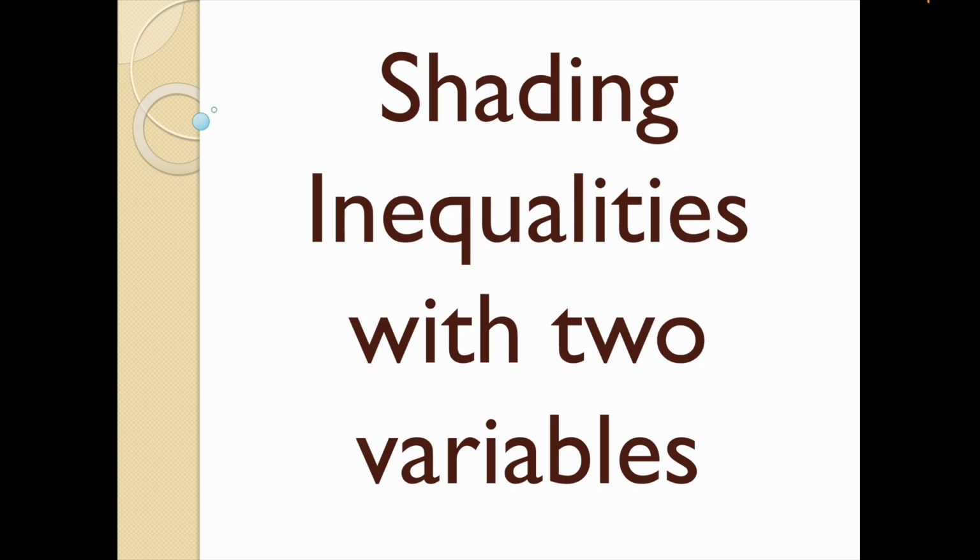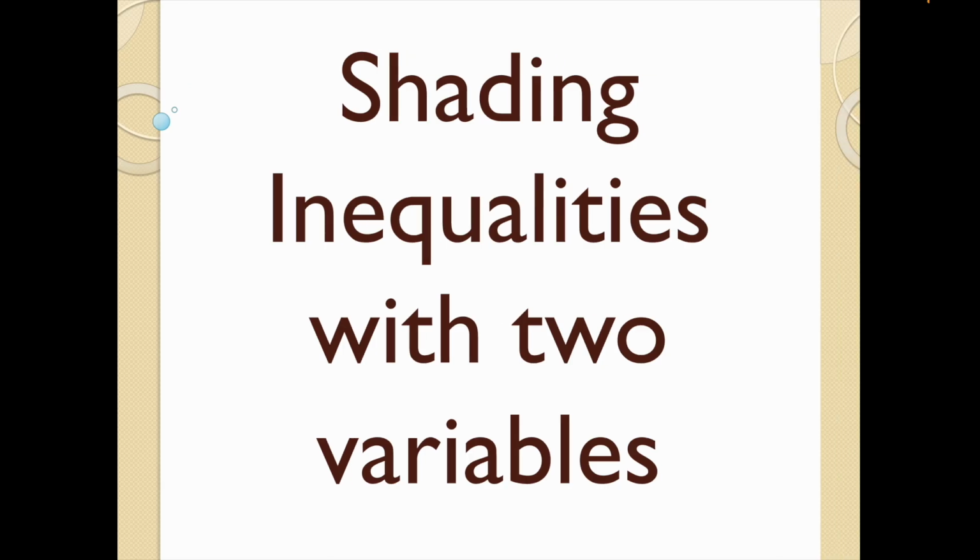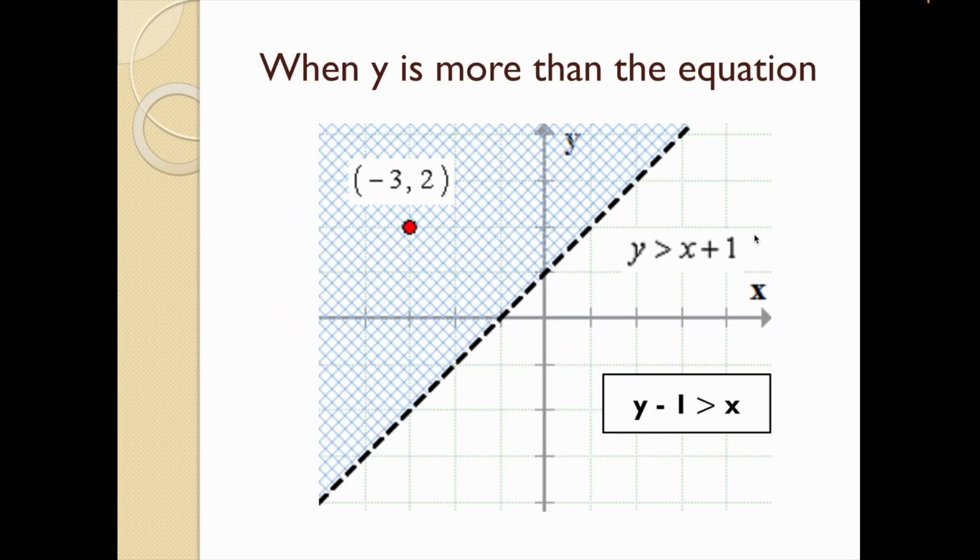All right, so shading inequalities with 2 variables now. Looking at this here, this is how I read it. I always focus on the y. The reason why I focus on the y is because when it comes to y, we're looking at either up or down, below or above the graph.